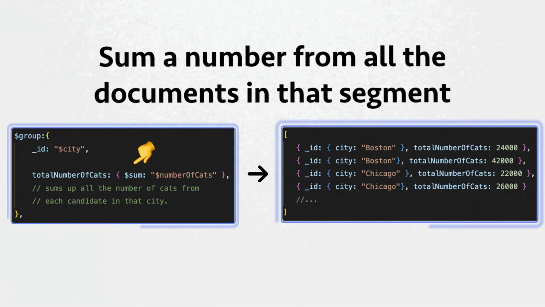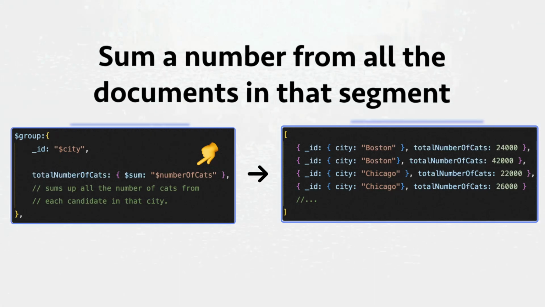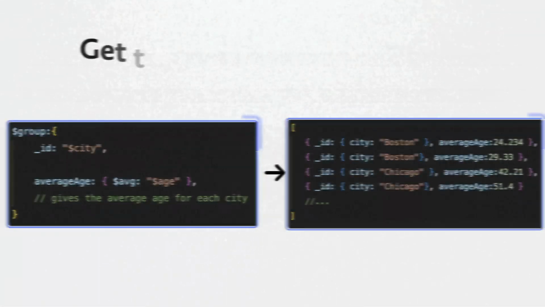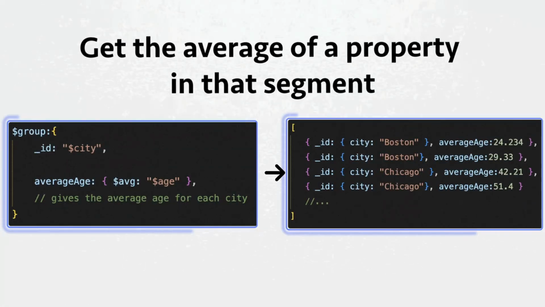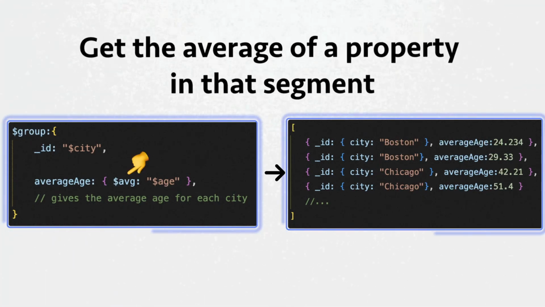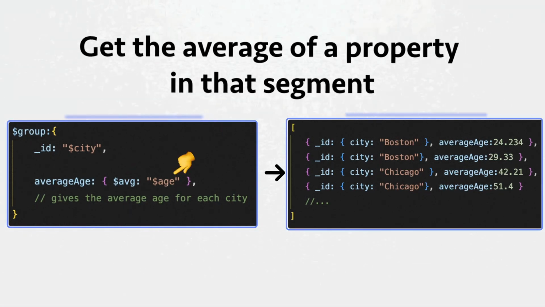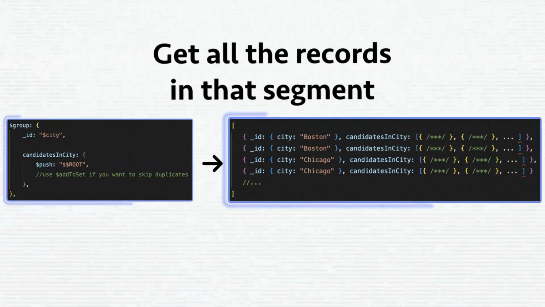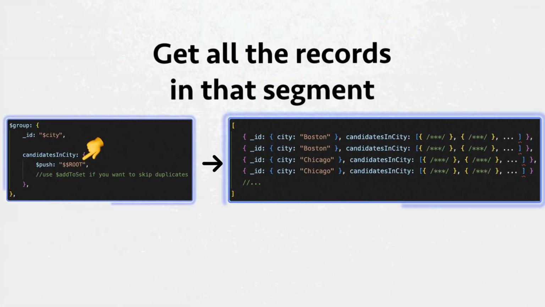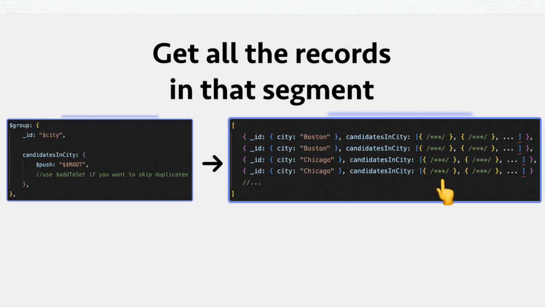We use the sum operator to add all the number of cats from each person in that city, and we get it here. Next, we can get the average of a number property in that segment. By using the avg operator on the age property, we get the average age for that city. Next, we can get all the documents in that segment. Using the $$ROOT operator and the push operator, we can push the whole initial object into the array.